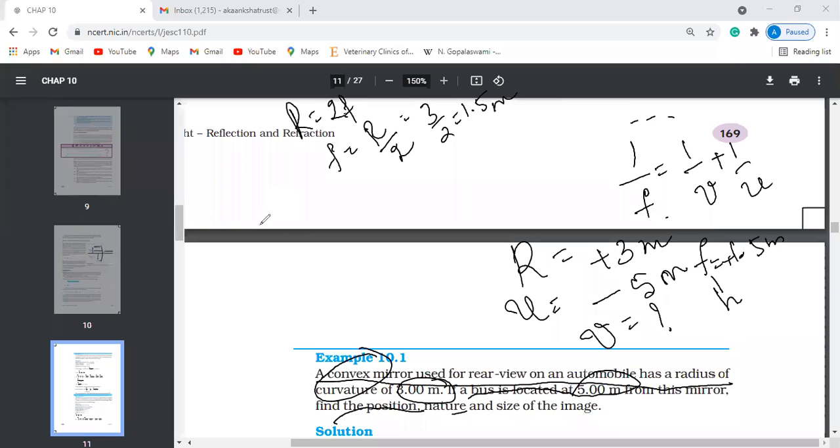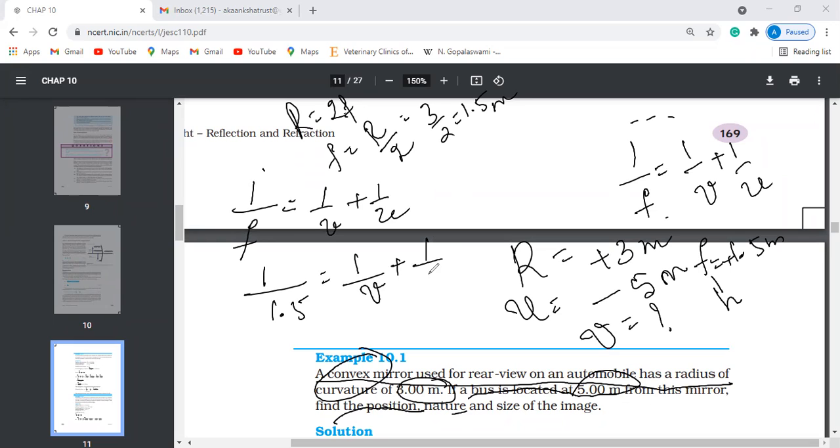Okay, now substitute in the formula. 1 by f is equal to 1 by v plus 1 by u. F is 1.5, and what is the value of v? You need to find it. What is the value of u? It is minus 5. Now, keeping 1 by v here only, you can take this 1 by 5 to the other side. So what we get is 1 by v is equal to 1 by 1.5. This minus will become plus, correct? So plus 1 divided by 5.